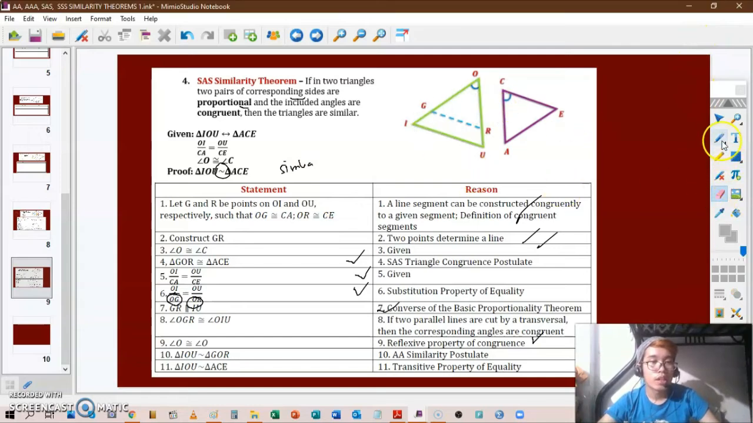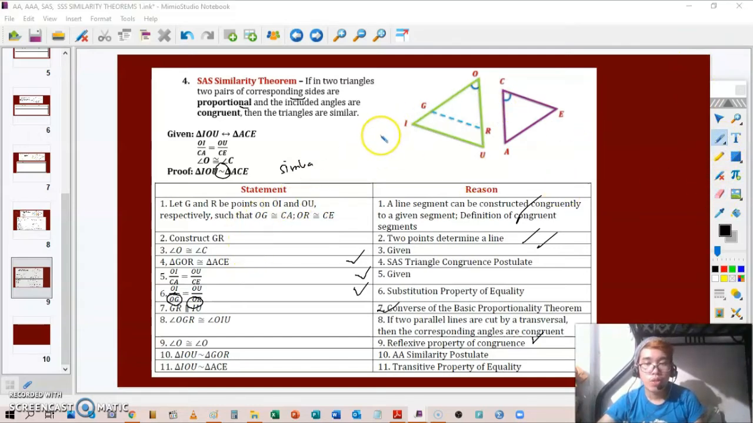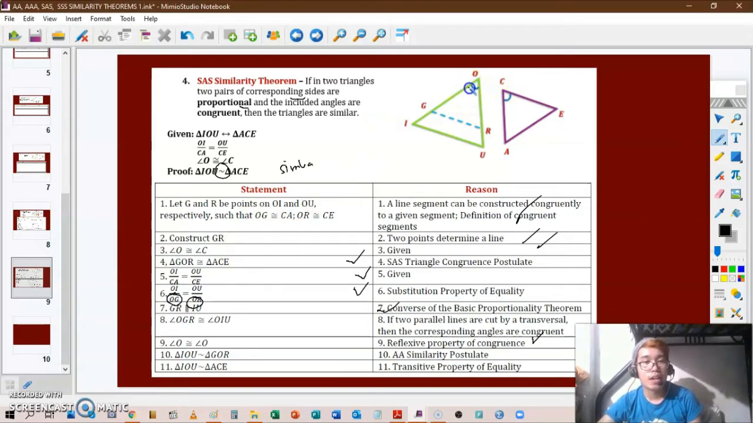so let's clear this up. So triangle IOU is similar to triangle GOR using the AA. So they share this angle, and also this angle, and then this angle. So they are similar to each other. And also we can extend that definition that triangle IOU is also similar to triangle ACE, from statement 4 as well, by using the transitive property of equality.